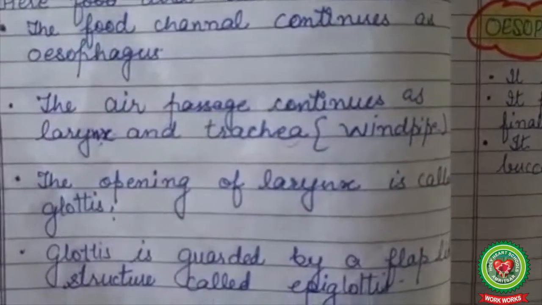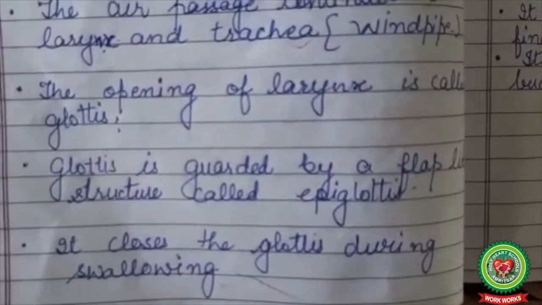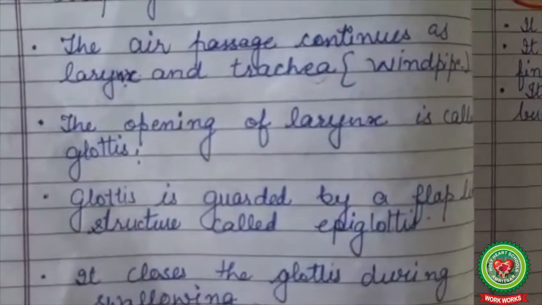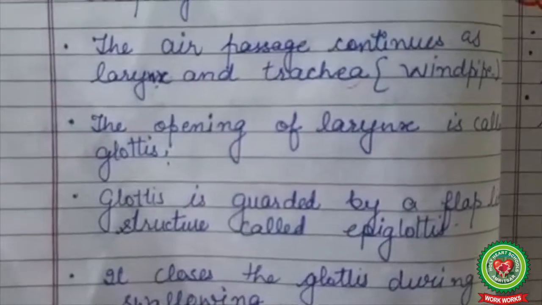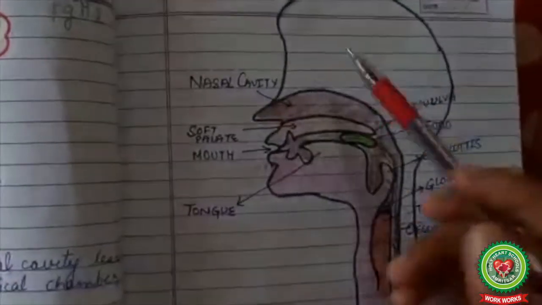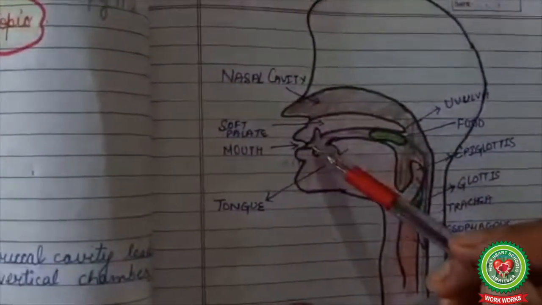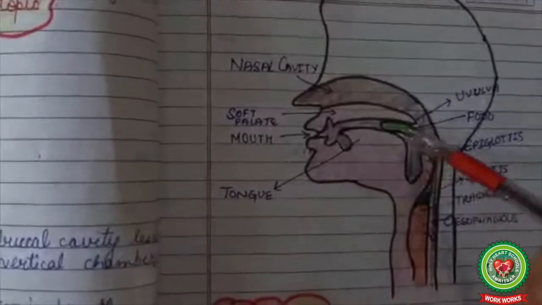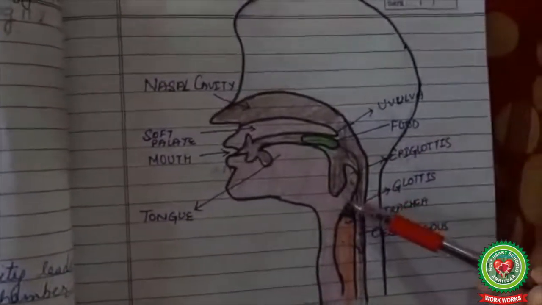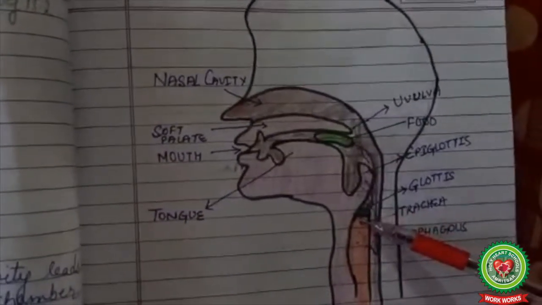The opening of larynx is called glottis, and glottis is guarded by a flap-like structure called epiglottis. It closes the glottis during eating. So what happens? This is the nasal cavity, the soft palate, mouth, tongue, and here this flap-like structure is called epiglottis. Epiglottis is present above glottis.